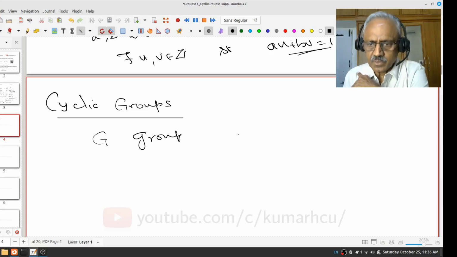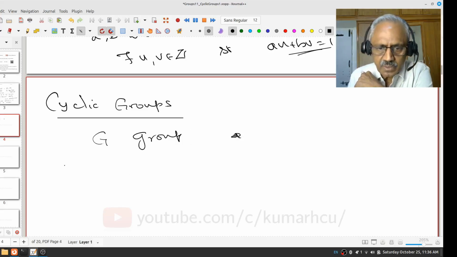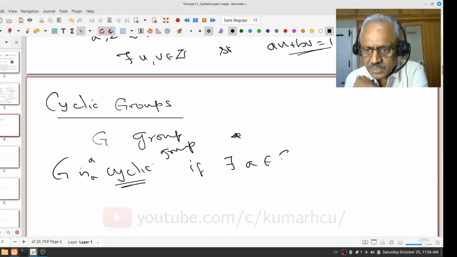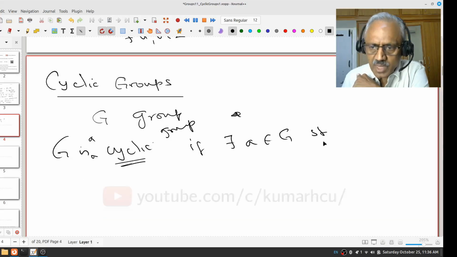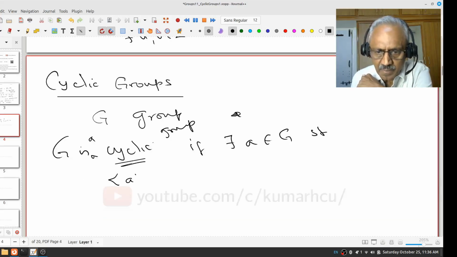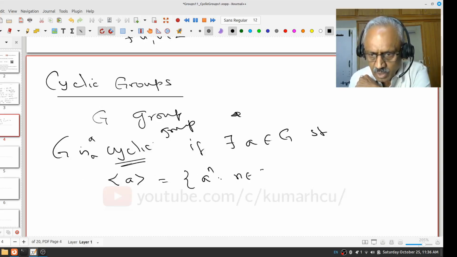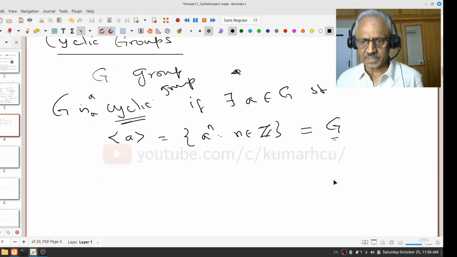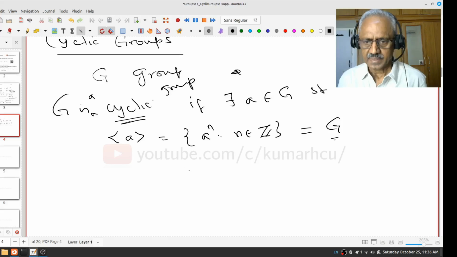Okay, let G be a group. Suppose G is cyclic. G is a cyclic group if there exists an element a in G so that the smallest subgroup generated by a, recall, this is nothing other than a to the power n, where n varies over all of Z, is all of G. Is that definition clear?